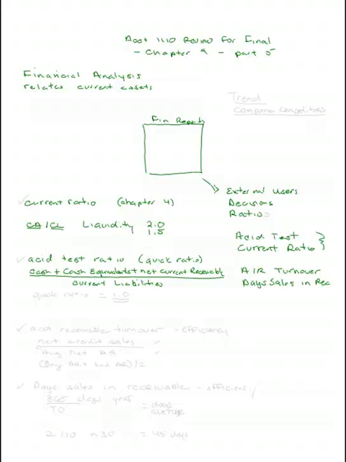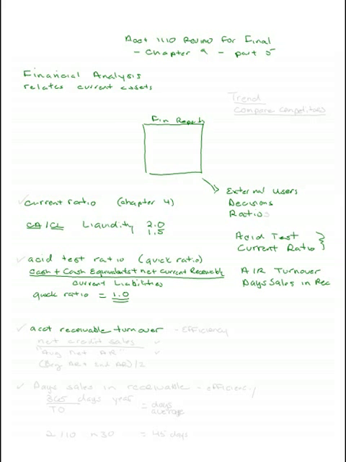What is a desirable current or quick ratio? That's hard to answer, because it really depends on the industry you're in. But a general rule of thumb is 1 to 1. You have enough current assets to pay those current liabilities as they come due.